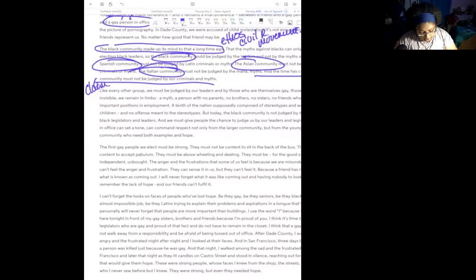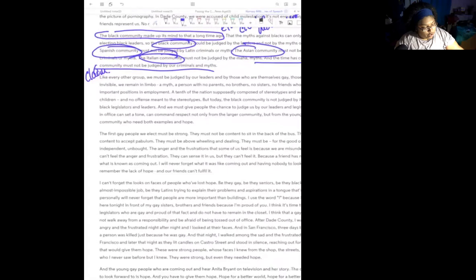He sets this up, you know, we are these people. We are aligned with these people. They should not be judged by the worst of their community. Neither should we. So we must be judged by our leaders and by those who are themselves gay, those who are visible. For invisible, we remain in limbo, a myth, a person with no parents, no brothers, no sisters, no friends who are straight, no important positions of employment.